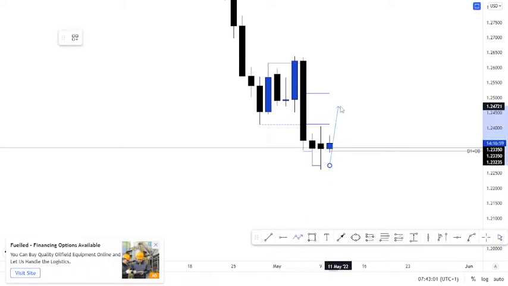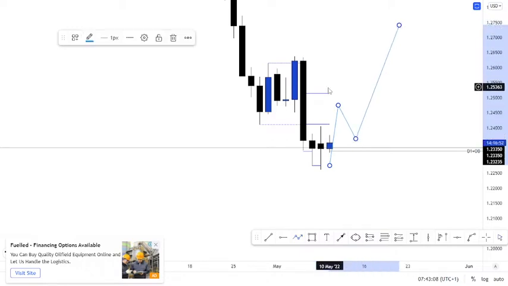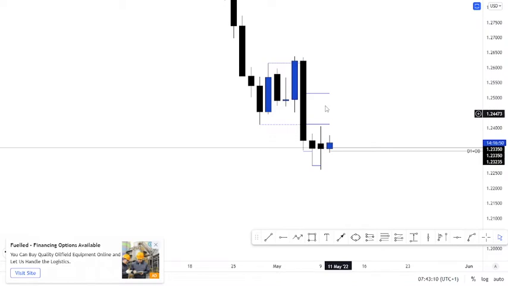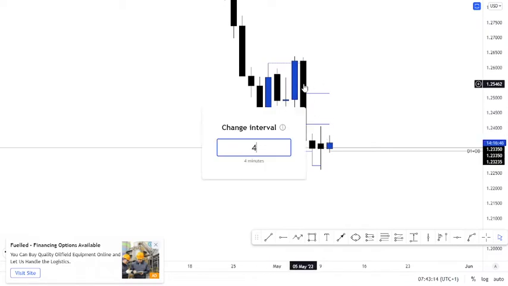I want to see price trading back into this region. Then if we're going to continue trading lower, fine, or if we're not going to continue trading lower, I want it to retest and continue going higher. So this is basically what I'm looking for, but I want to buy back into this level. So let's look at the 4 hours time frame.